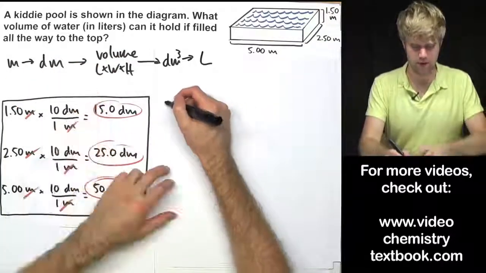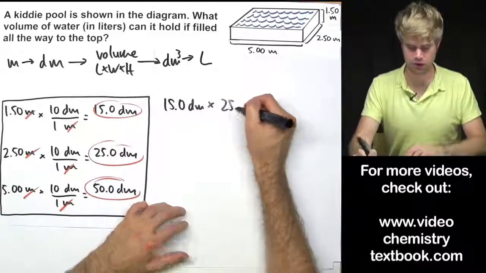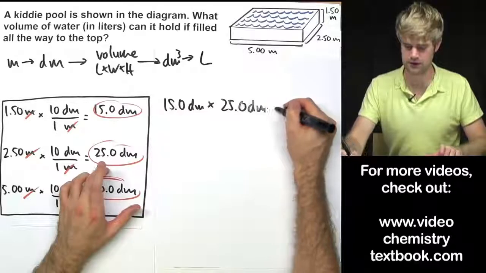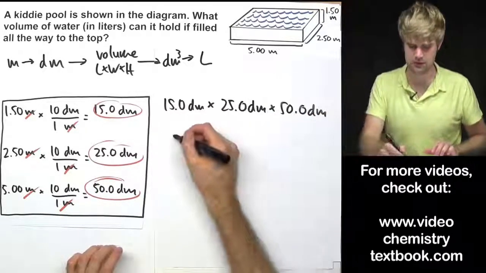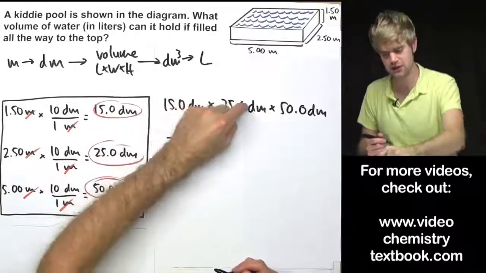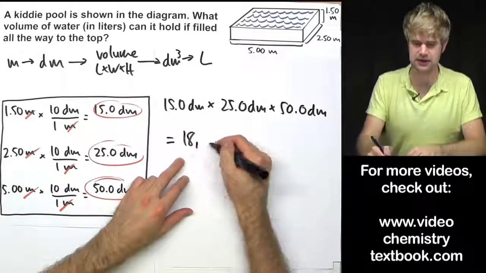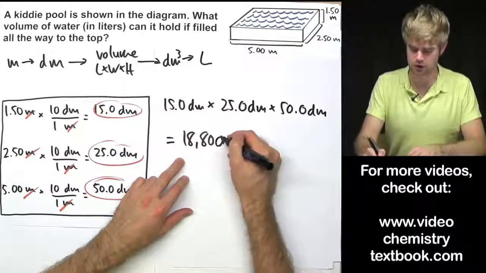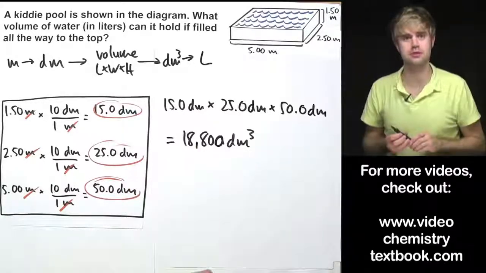I'll do 15.0 decimeters times 25.0 decimeters times 50.0 decimeters. And that will give me, rounded to 3 significant figures, because there are 3 significant figures in each of the numbers I'm starting with, 18,800 decimeters cubed, or cubic decimeters.